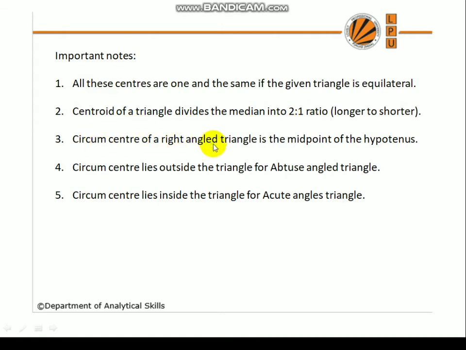The circumcenter of a right angle triangle is always the midpoint of the hypotenuse. The circumcenter lies outside the triangle for an obtuse angle triangle. That is, if one of the angles is more than 90 degrees, we call the triangle an obtuse angle triangle. For such a triangle, the circumcenter lies outside the triangle, and the circumcenter lies inside the triangle for acute angle triangles, that is, all the angles are less than 90 degrees.